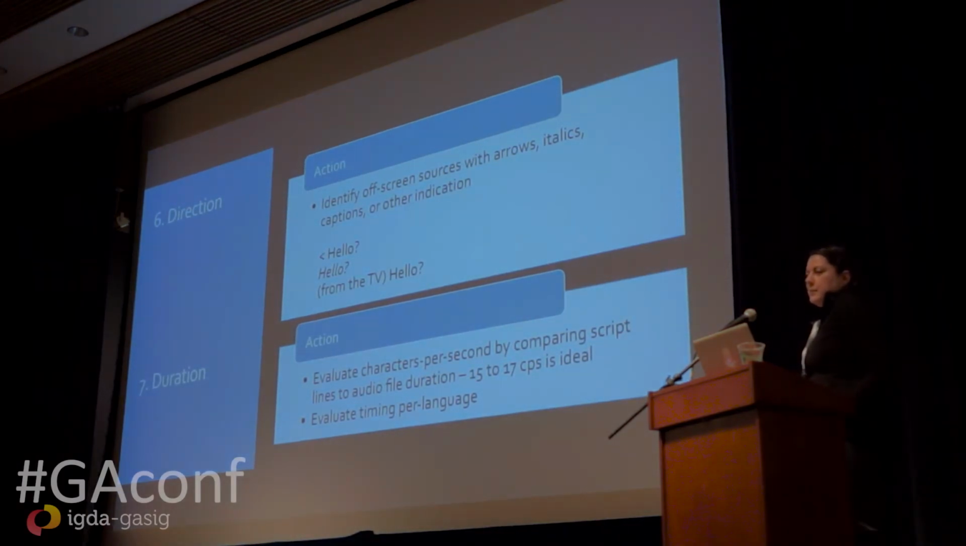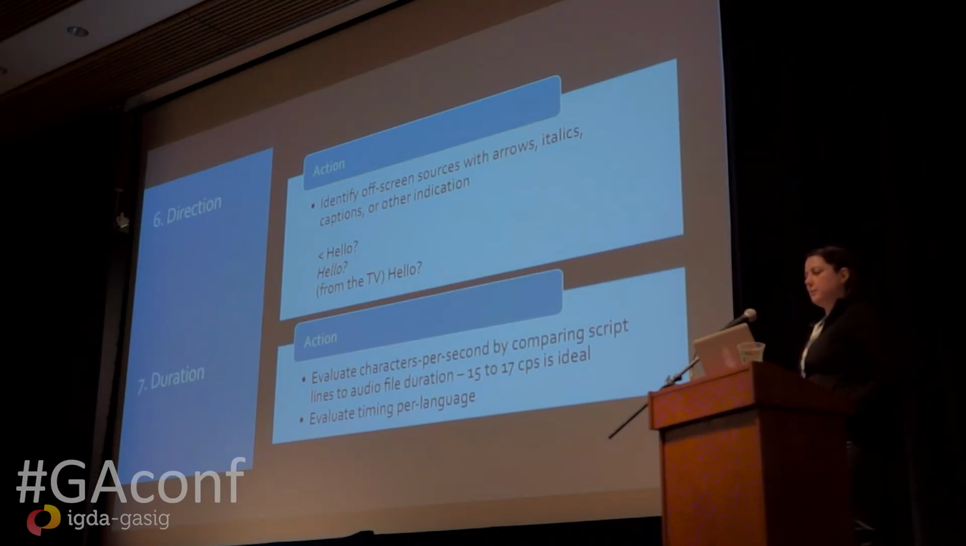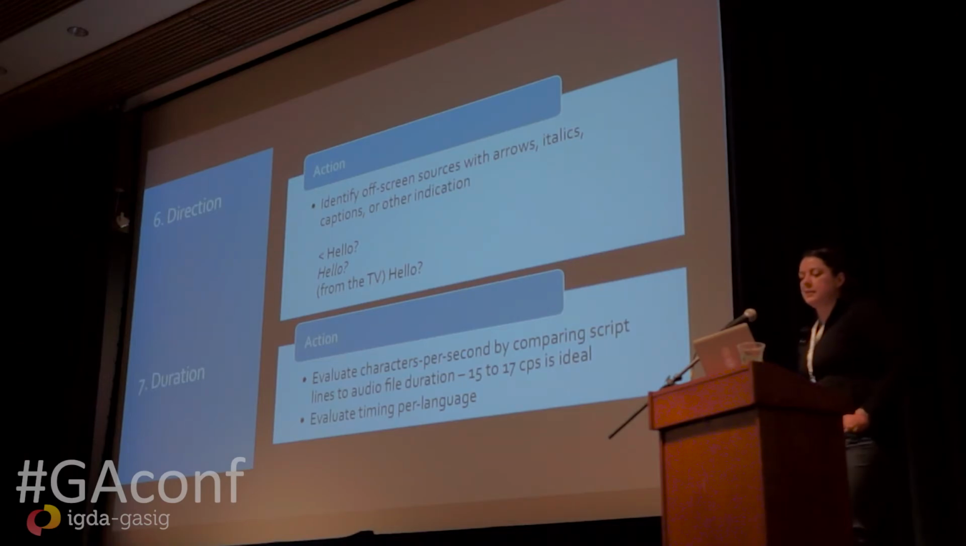There's a pretty simple best practice for subtitle duration. Allow the player enough time to read the subtitle. But what does that mean? 160 to 180 words per minute is considered comfortable reading speed, which translates to 15 to 17 characters per second. You can use this rubric to compare your audio files to your subtitles and find issues before they're reported.